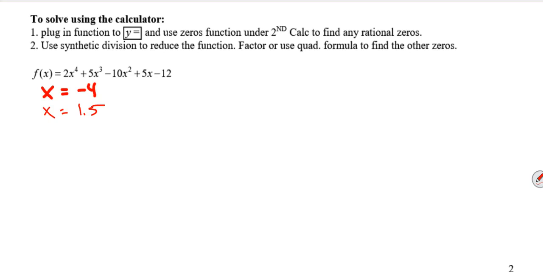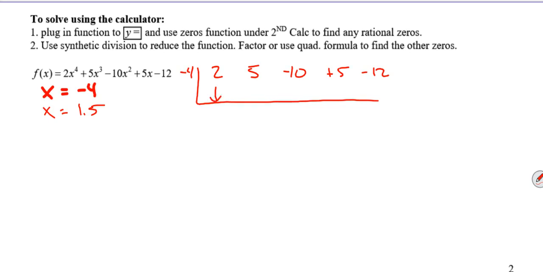So now I'm going to synthetically divide 2, 5, -10, 5, -12. And I'm going to synthetically divide by -4. So that's a 2, that's a -8, so -3. That's a +12, which gives me 2, which gives me -8, -3, and then +12, 0. I knew that -4 was a 0, so it shouldn't come as any surprise that I got a 0.